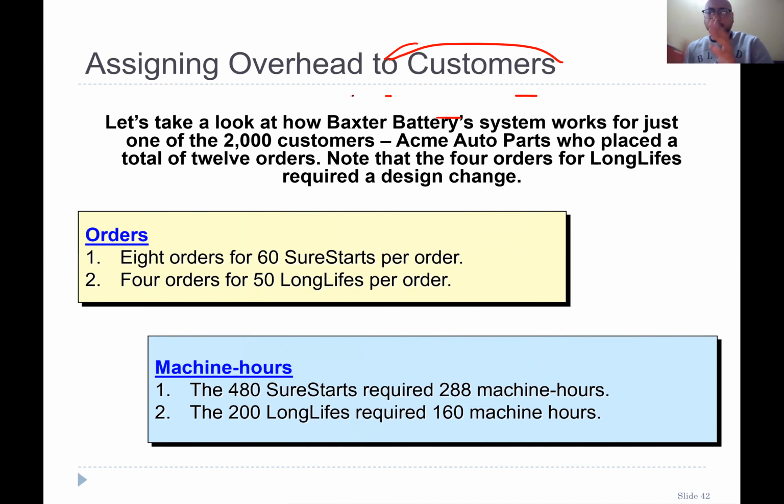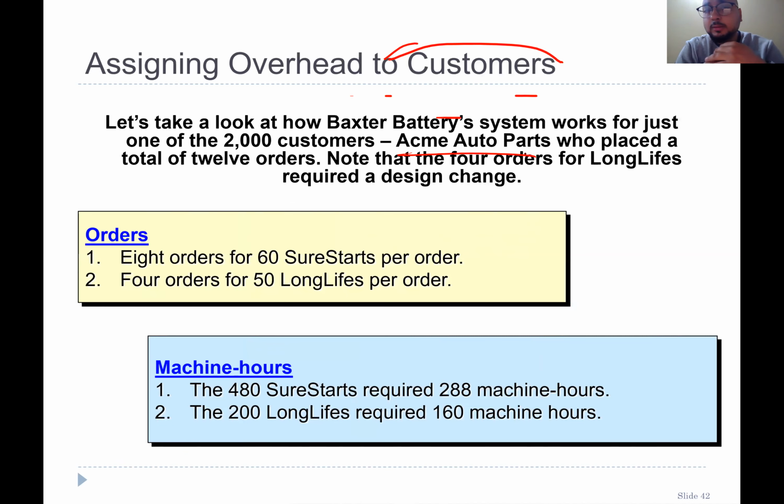So if one customer comes to us and we entertain him, we deliver its products, and he is giving us orders, right? So what is the total cost to this customer? So we have an example. We have one customer, we call this Acme Auto Parts, who is placing orders.